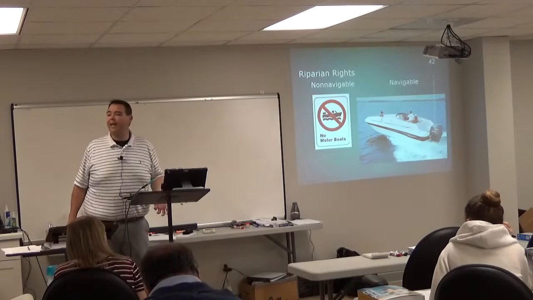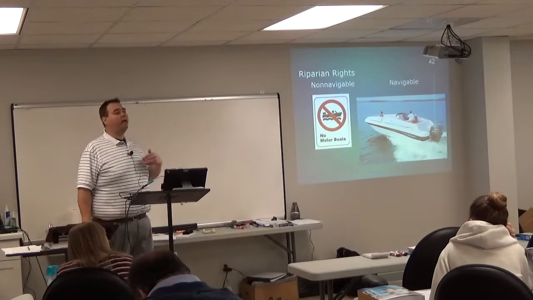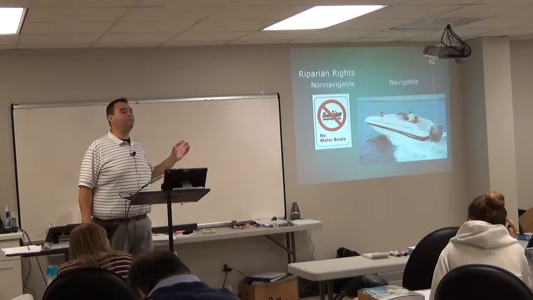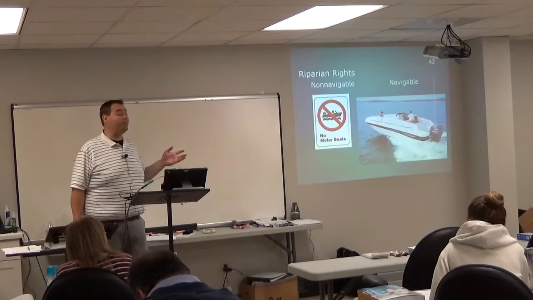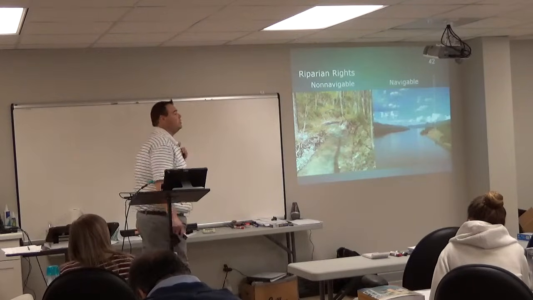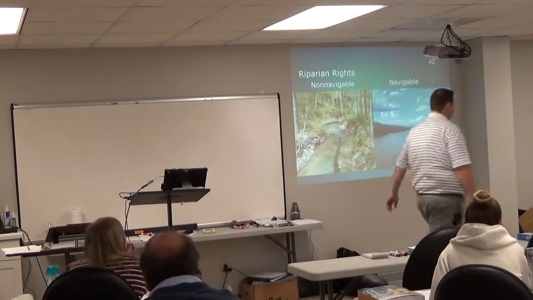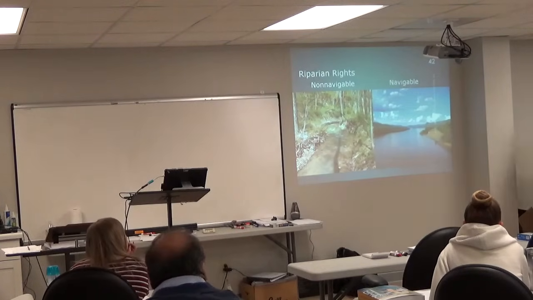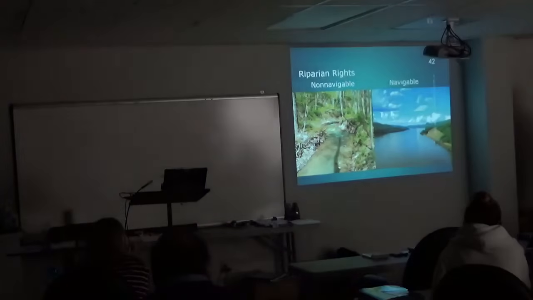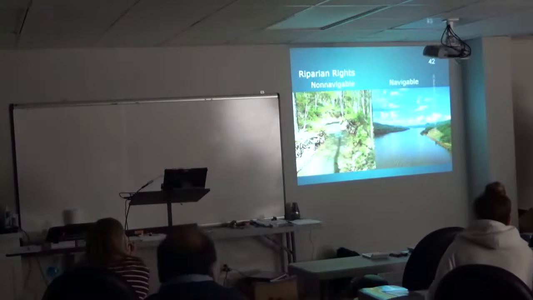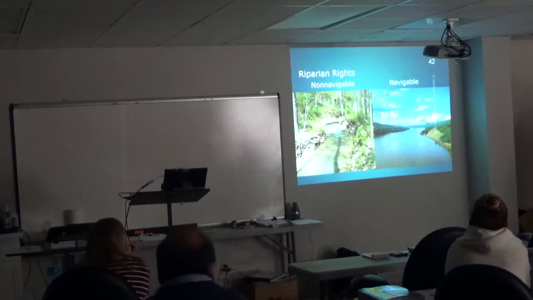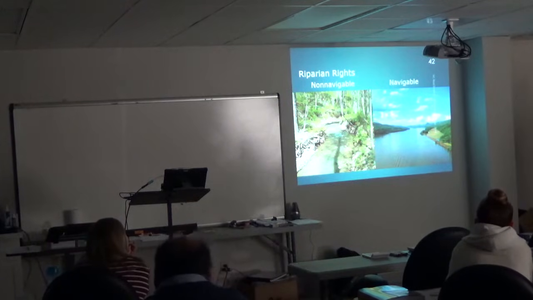Whereas with a non-navigable body of water, it's not going to be a public waterway. If it can't be navigated, there's no need for it to be public. And that changes things. So here's two pictures. Turn the lights off for a second so you can see them a little better. There's two pictures of both riparian bodies of water in North Carolina. The one on the left is a non-navigable body of water, whereas the one on the right is navigable.